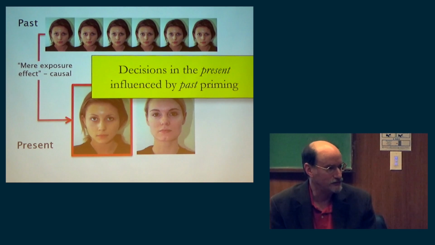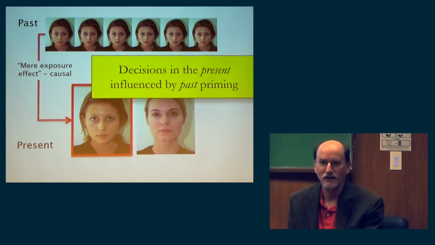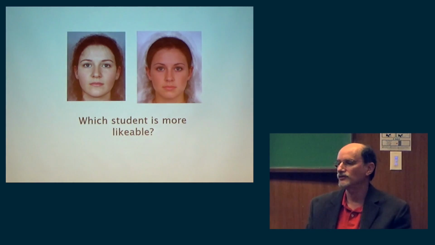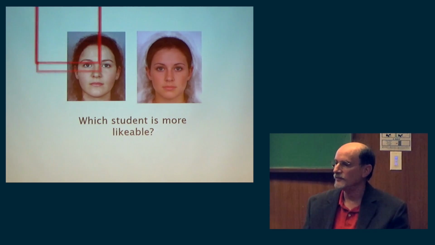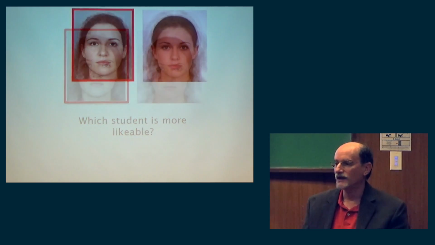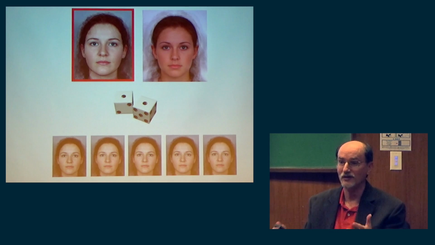This is conventional stuff. The new element here is the same experiment reversed in time. So to reverse it in time, I present you again with this task. Which student is more likable? And they're equally likable. So you make a decision. I'll say, well, I don't know, maybe that one. Now, we make a random decision. We toss a die, and we prime you with the randomly selected prime afterwards. It might be a subliminal prime, it might be a liminal prime, but nevertheless, it's after you've already made your decision.